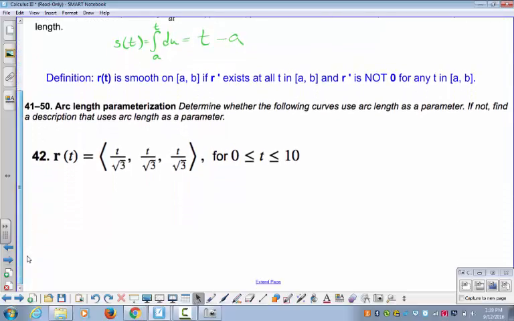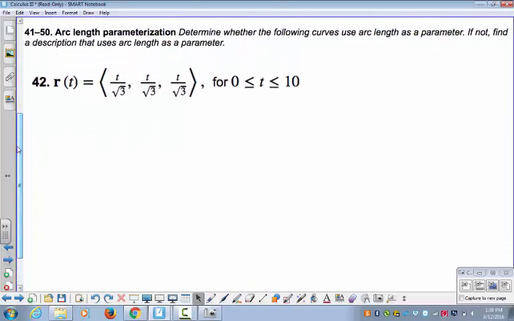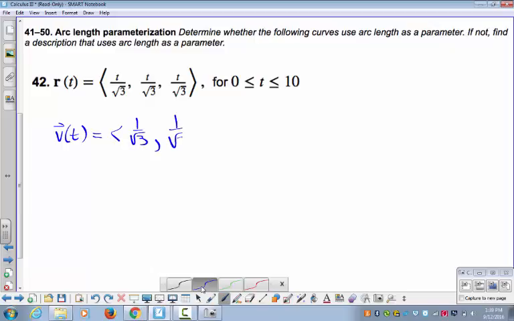So here, let's calculate. Determine whether the following is a unit speed curve. It's a parametrized curve. It's called a unit speed curve if the velocity is always 1. Well, let's find the velocity. So the velocity is a function of t. Looks like we're going to get a constant vector. So it's a candidate to have a constant speed of 1. Let's see what the constant speed of this is.